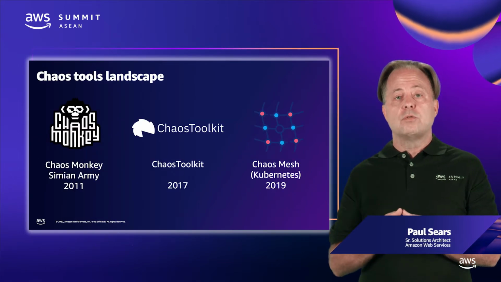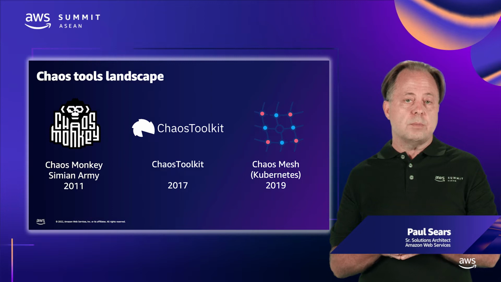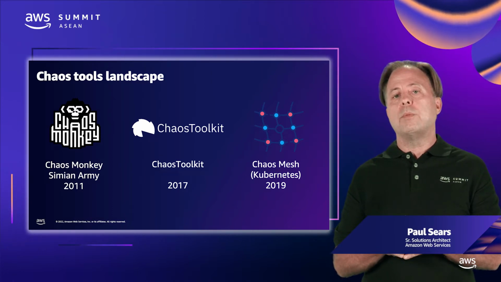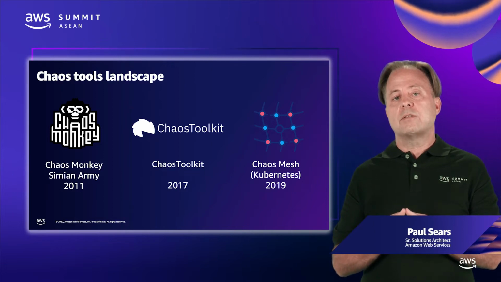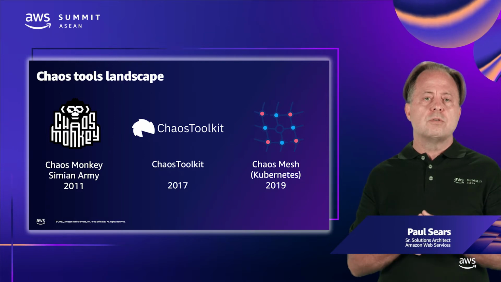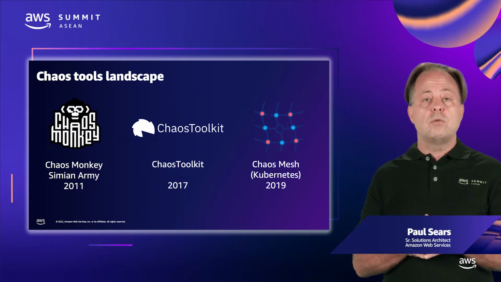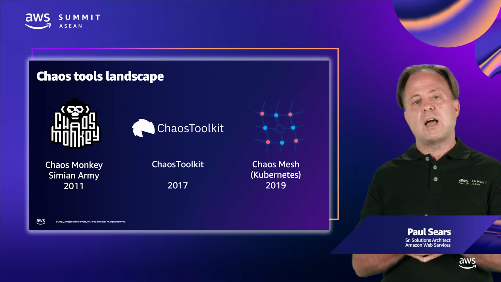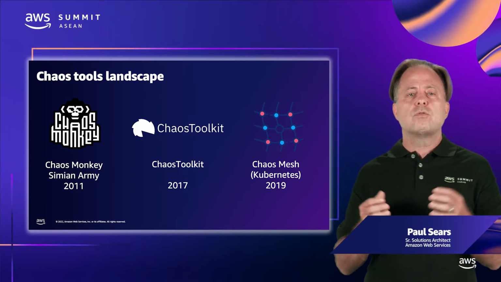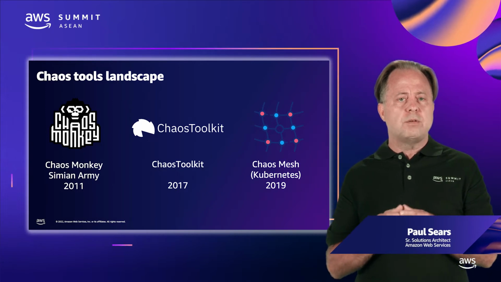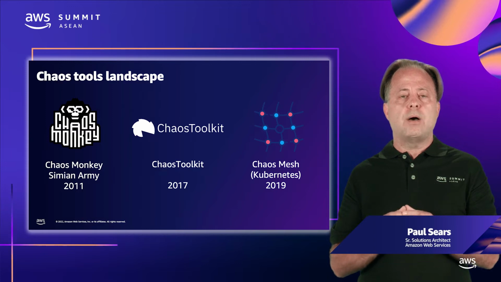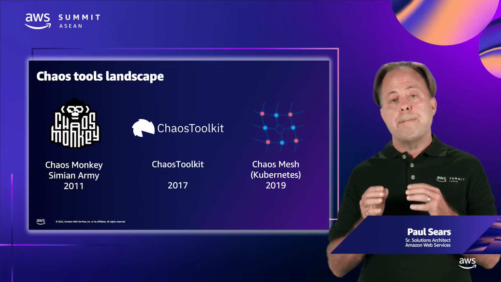There have been many tools developed for chaos engineering experiments. One of the very first tools was Chaos Monkey, part of the Simian Army, that was developed by Netflix in 2011 and released to the open source community. Other tools have since been released, including the Chaos Toolkit and Chaos Mesh, which is designed for experimenting on Kubernetes clusters. These tools are very useful and can help with experimenting through chaos engineering, but they do require a significant amount of effort to deploy, manage, and update.